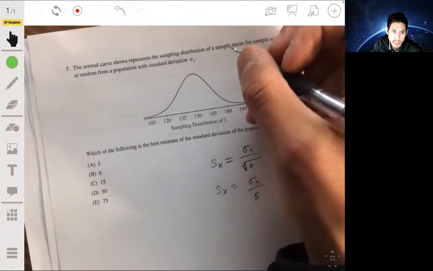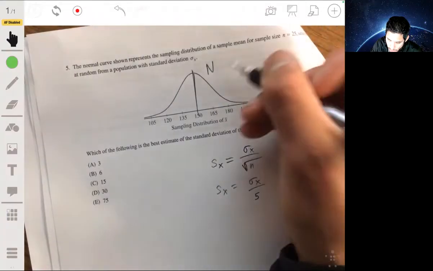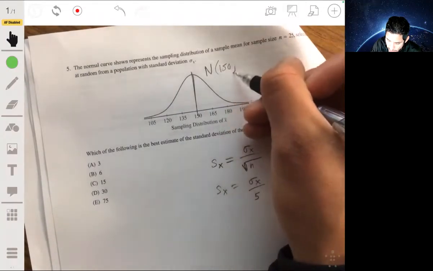Now, what is the sample standard deviation? Well, we're told that this is normal. This is normal with a mean of 150.